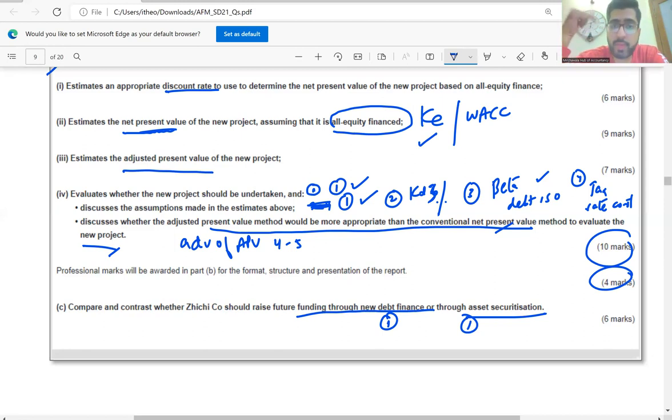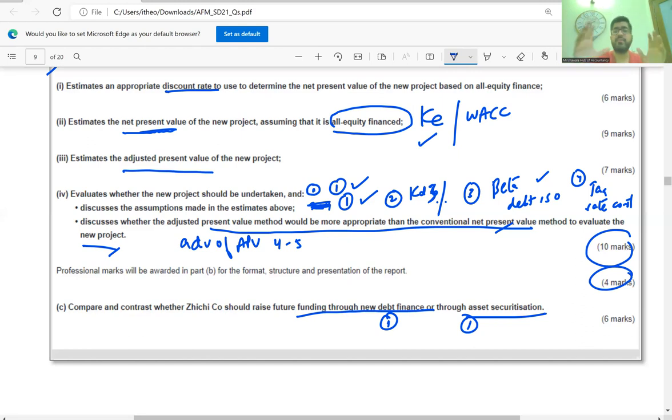First explain what debt is and what securitization is. Then pros and cons of debt, pros and cons of securitization: securitization involves legal costs, debt doesn't. Securitization is only possible if you have a rental stream of income, whereas for debt there is no such obligation. Securitization is flexible, with different tranches and different returns, while debt has a fixed return. So write pros and cons of these and that's it.